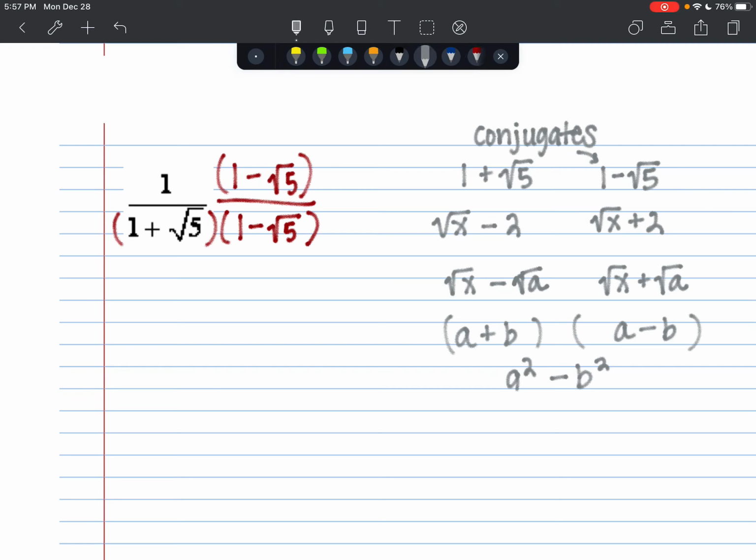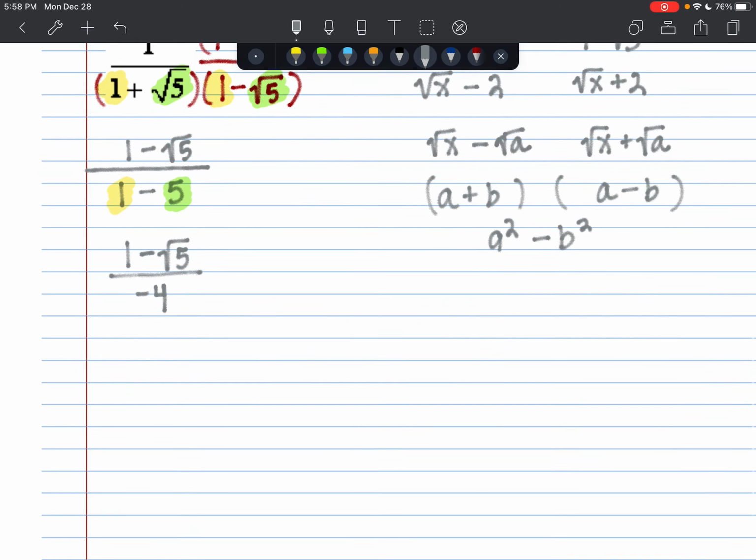So in the numerator, I have 1 times the quantity 1 minus the square root of 5. And in the denominator, I'm going to have 1 times 1 minus the square root of 5 times the square root of 5. 1 times 1 is 1. Minus the square root of 5 times the square root of 5 is 5. So 1 times 1 is 1. Square root of 5 times the square root of 5 is 5. 1 minus the square root of 5 over negative 4.